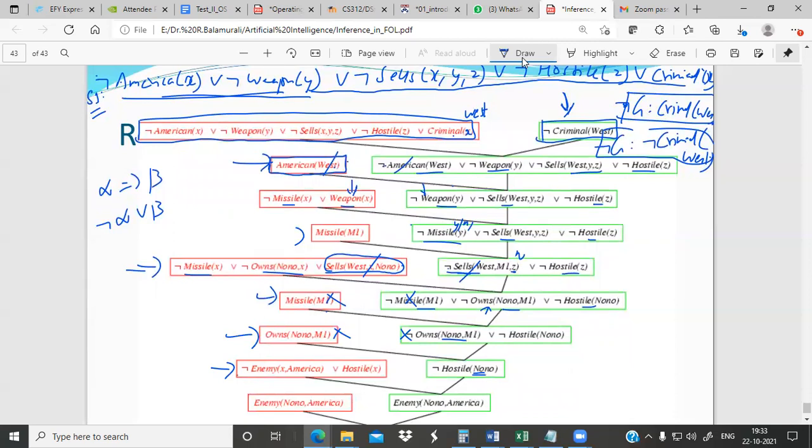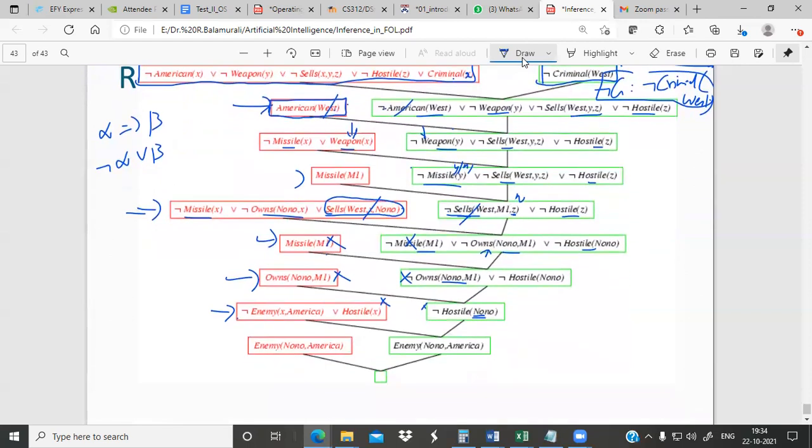Sorry, this is not from the knowledge base. This is from here. X is not an American or hostile of X. So we have hostile of X. Here we have not hostile of Nono. So these two things will be cancelled out. When these two things are cancelled out, what you get is enemy of Nono comma America.